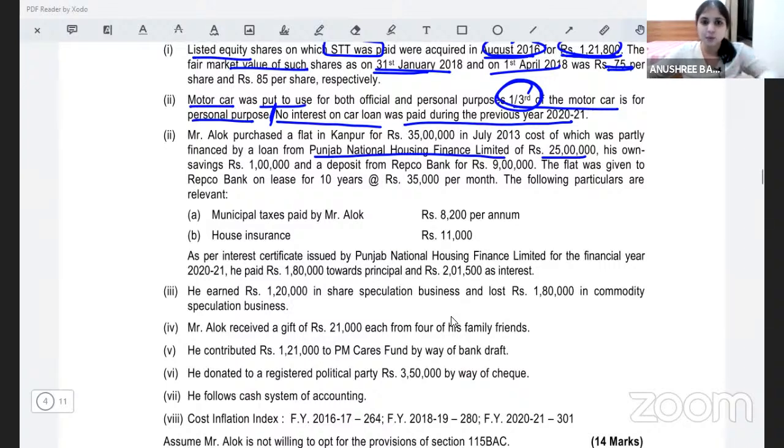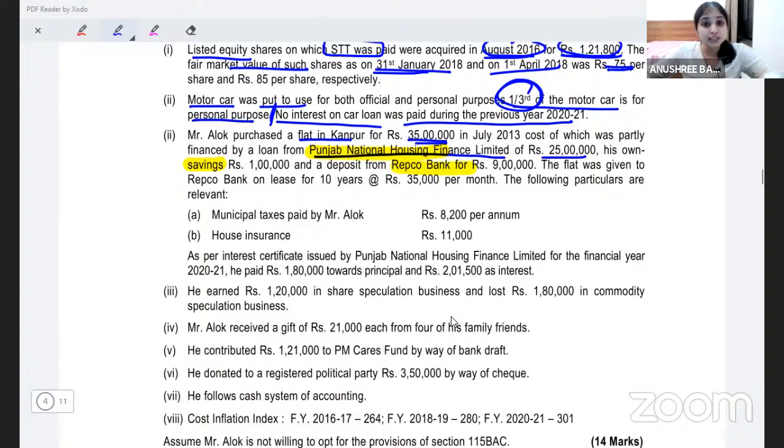Let's try to understand what the question says. The adjustment says that Mr. Alok has spent 35 lakh rupees and he has purchased a flat in Kanpur. Now, how did he get this 35 lakh rupees? He took a loan from Punjab National Housing Finance Limited. He took a loan of 25 lakh rupees from here. He put his own money of 1 lakh and he also took a deposit from Repco Bank, 9 lakh rupees. So these are the three places from where he arranged money and he bought a flat in Kanpur.